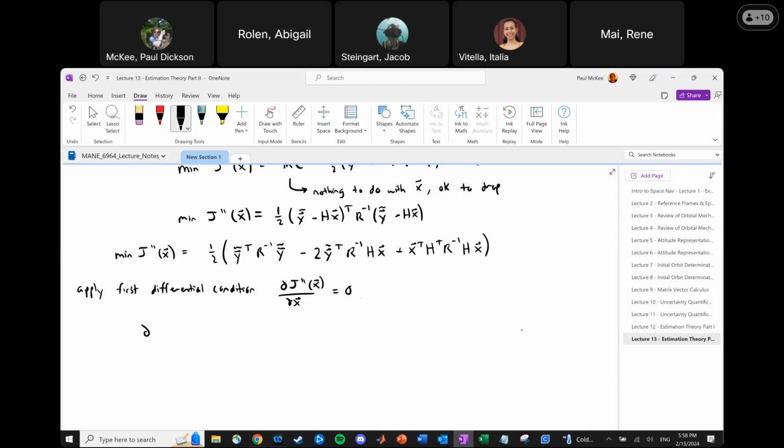What is the derivative of J of x with respect to x? We'll do it one term at a time, and I'm looking for volunteers who didn't help me with the weighted least squares solution. So what is the derivative of y transpose R y with respect to x? This is the easy one. That one's just 0. Just 0, very good. And then next, what is the derivative of 2 y transpose R inverse Hx with respect to x? What happens then?